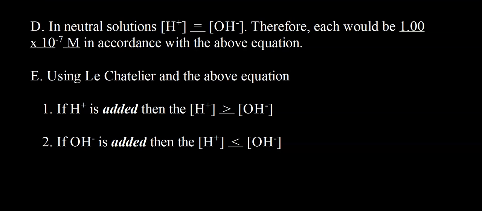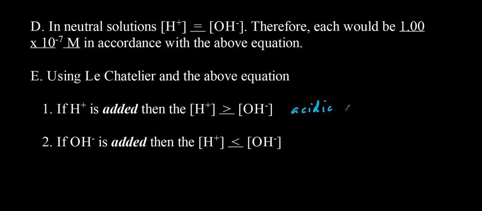Let's think about Le Chatelier's principle and the above equation that we just wrote on the previous page. Suppose you add something that increases or adds H plus ions to the solution. As a result, your solution then will have a greater concentration of H plus than OH minus. So anytime this is the case, the solution is acidic. Something is an acid if it has more H plus than OH minus.